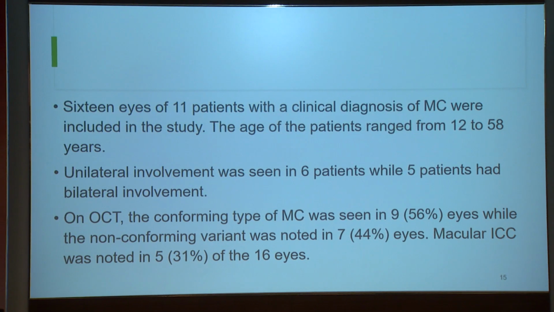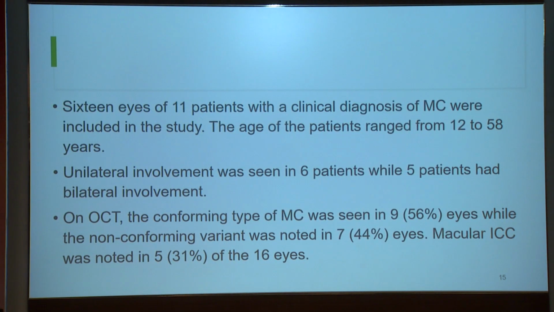In the results, we took a total of 16 eyes of 11 patients who were already diagnosed with macular coloboma. Their ages ranged from 12 years to 58 years. Unilateral involvement was seen in 6 patients, while 5 patients had bilateral involvement. On the OCT, the conforming type of macular coloboma was seen in 9 eyes, while the non-conforming variant was noted in 7 eyes. Macular ICC was noted in 5 of the 16 eyes.